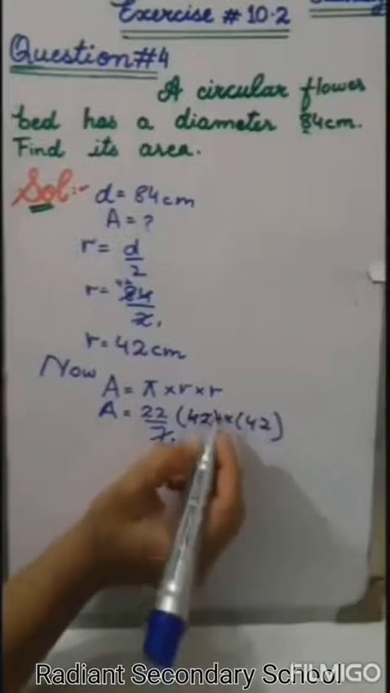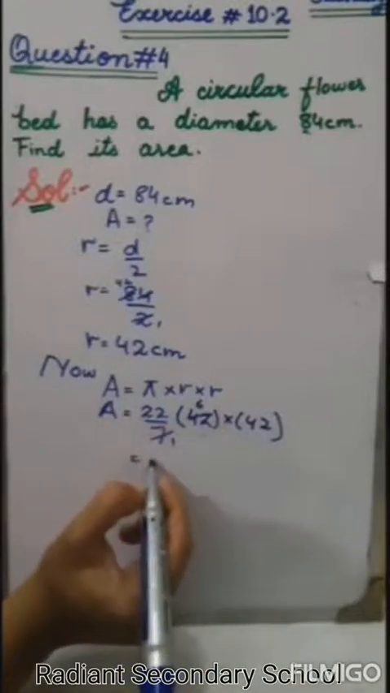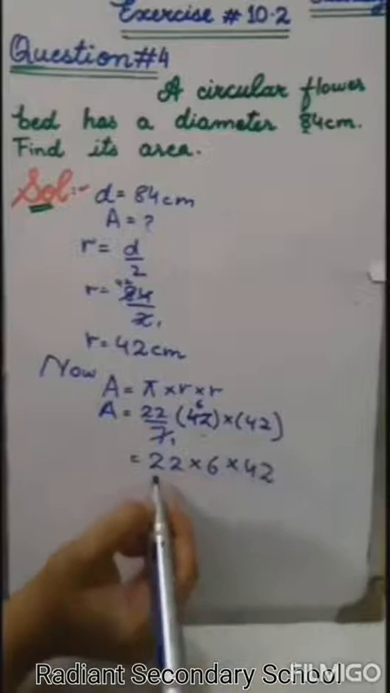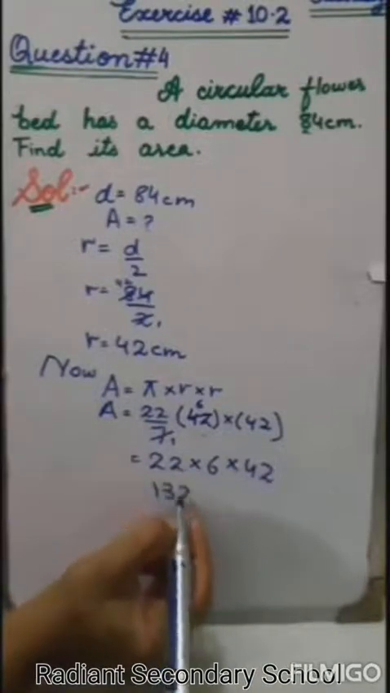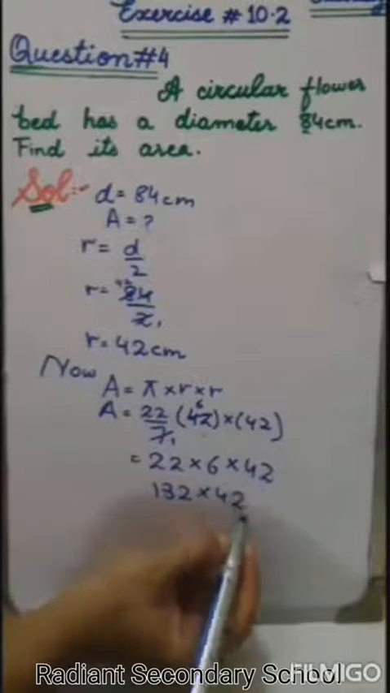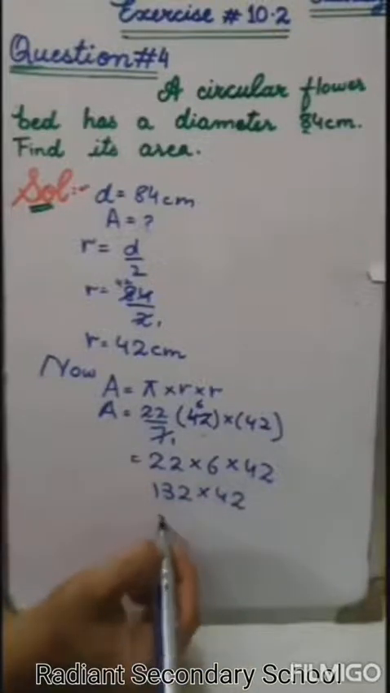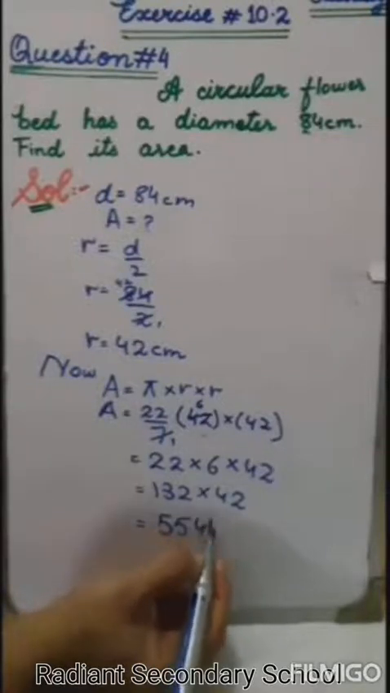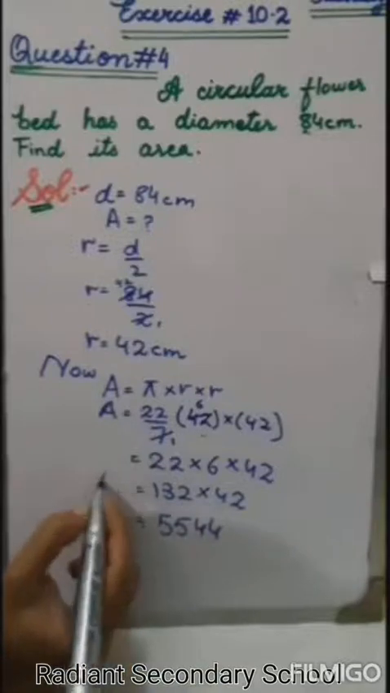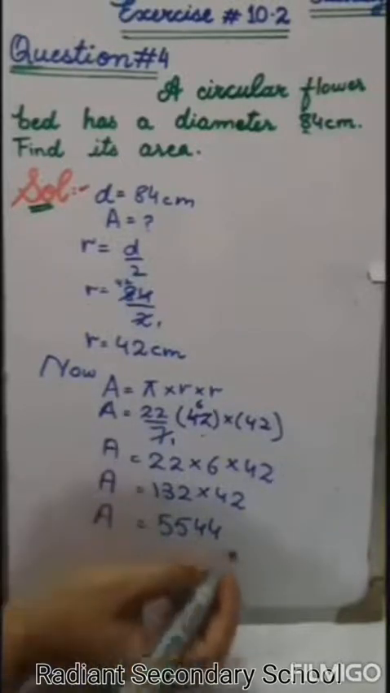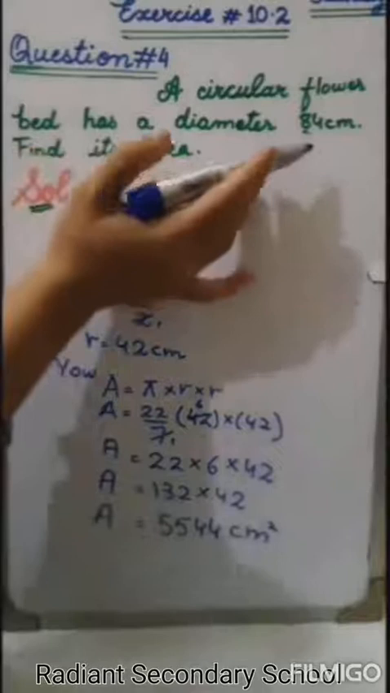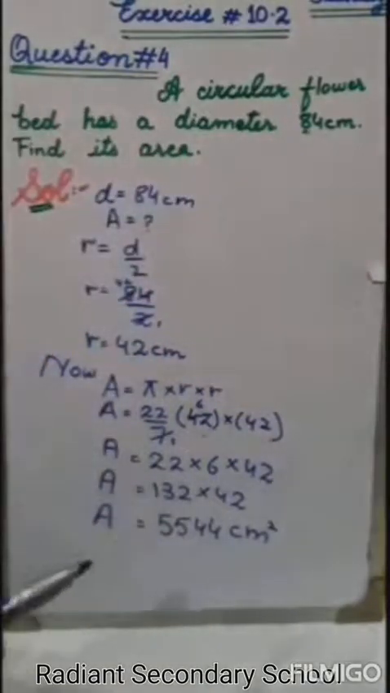7 ones are 7. 7 6s are 42. Now remaining is 22 multiplied by 6 multiplied by 42. Now 22 multiplied by 6, it will become 132. 132 multiplied by 42, it will become 5544. And that is our area. Okay. Now area, you have to write the unit here, centimeter square, because in the question diameter is given and it is given in the centimeter. That's why our area will become centimeter square with its unit.